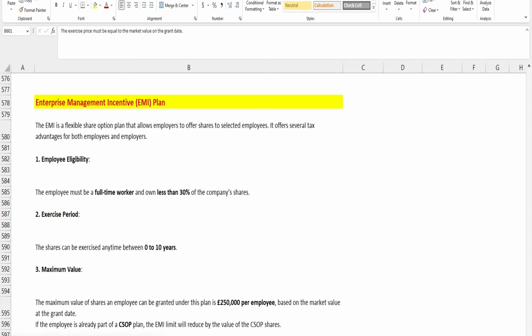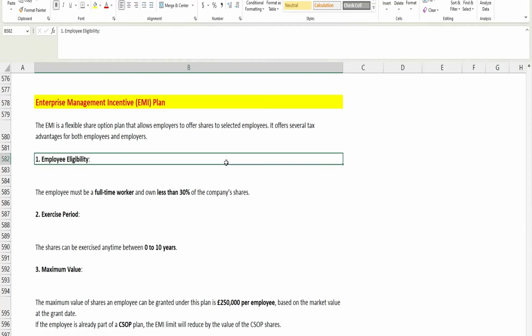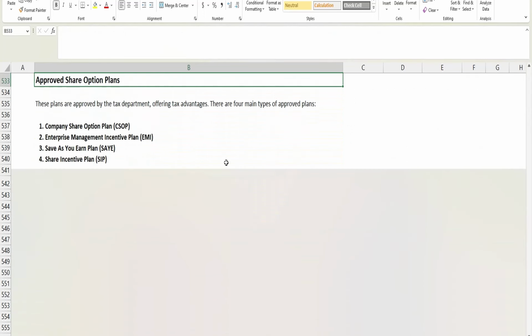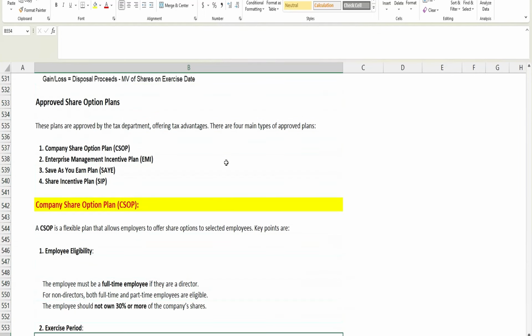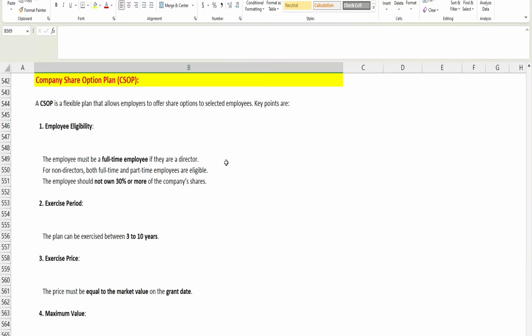the employer has selected must meet certain conditions, and this was also the case for the CSOP. You can see from the above there were conditions in CSOP regarding employee eligibility. So there are three conditions. The employee should be full-time if they are a director. In case they are a non-director, both full-time and part-time are acceptable. Employees should not own 30% or more of the company's shares. So these are the employee eligibility criteria for the CSOP plan.